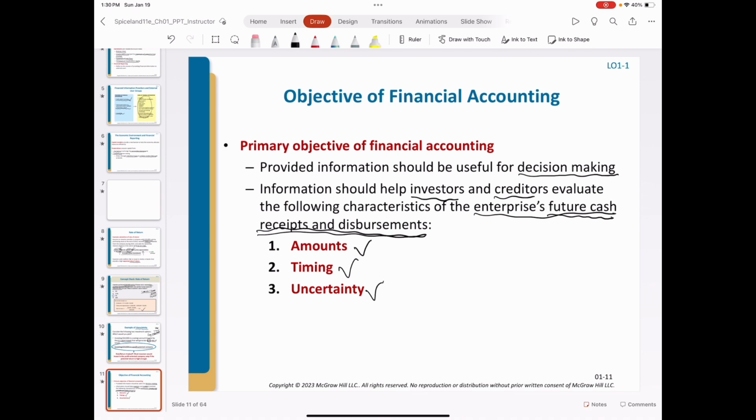But what information is considered to be useful to forecast future cash flows? Next, I'm going to introduce the difference between cash and accrual accounting.